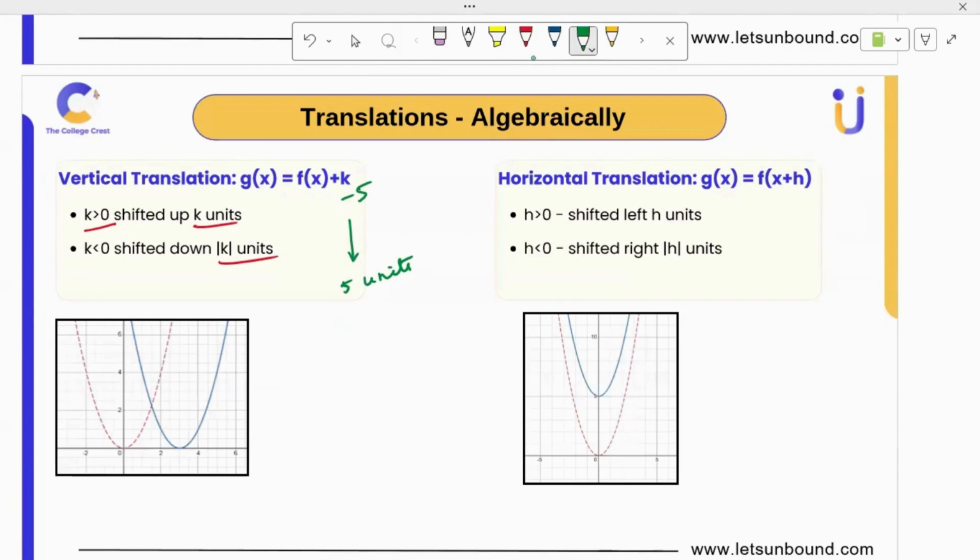Then for horizontal, the original function will move right or left, so something should be added inside. I'm using h for horizontal. When h is greater than 0, here it's important, it's not right, it's left. So f of x plus 2 means we are not moving right, we are moving left. Whenever we do horizontal, it will be reversed. Positive means right is one thing we learned, but for horizontal translation, it is the reverse. And h less than 0 means I will move right. So f of x minus 2 means I will move 2 units to the right. Okay, this is one important point.